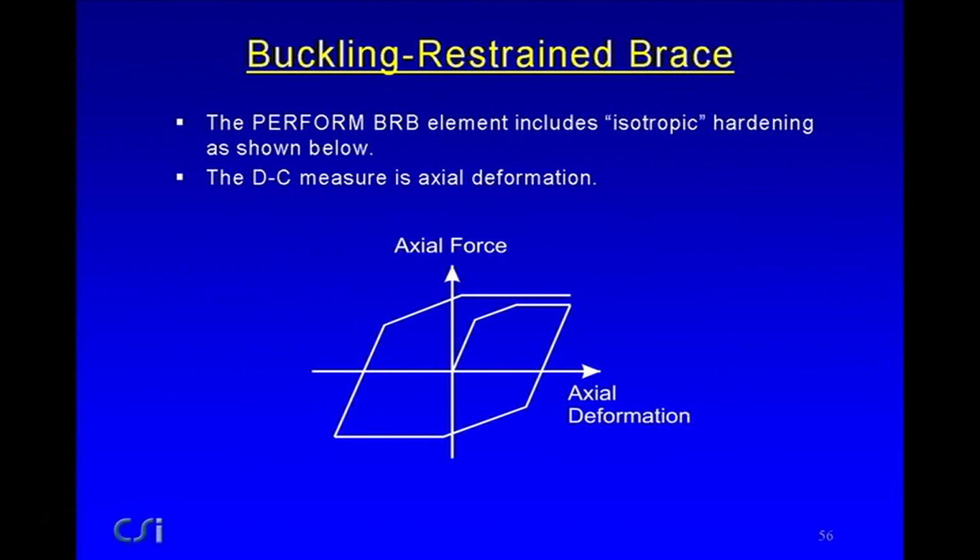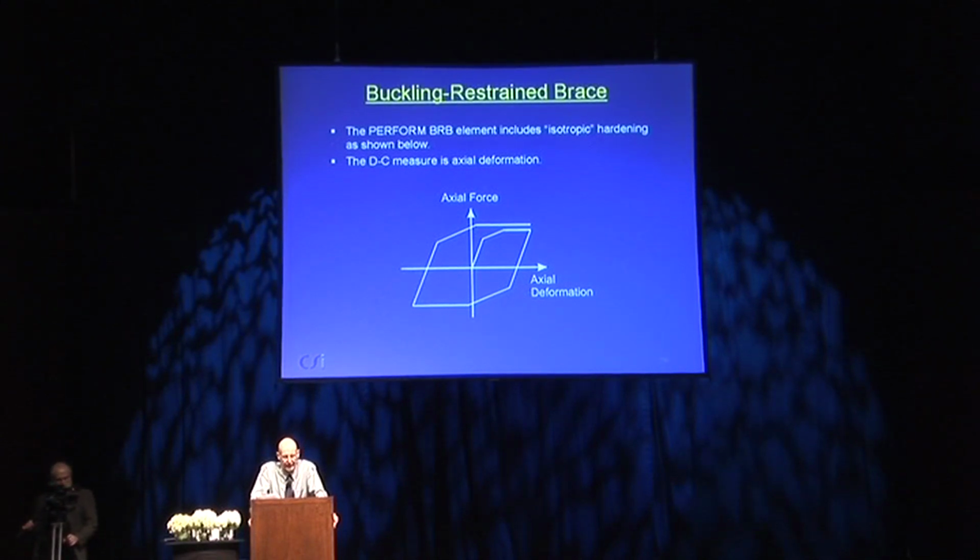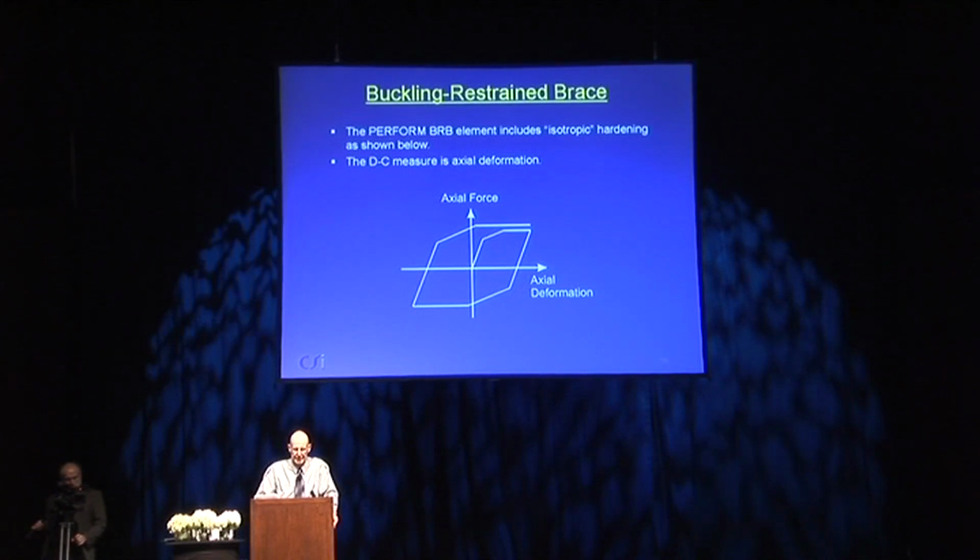A buckling restrained brace is rather different. As I indicated before, one of the things about a buckling restrained brace, it tends to get stronger as you cycle it. It's called isotropic hardening sometimes. And so Perform has a separate element for buckling restrained braces, which does have this type of behavior. Again, the demand capacity measure is axial deformation.